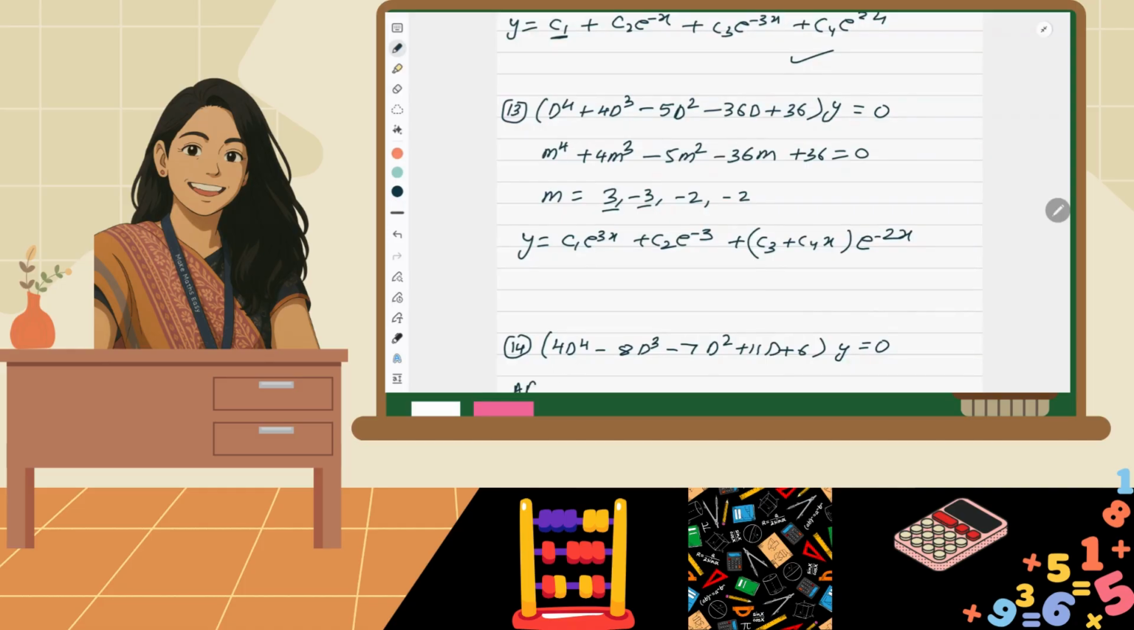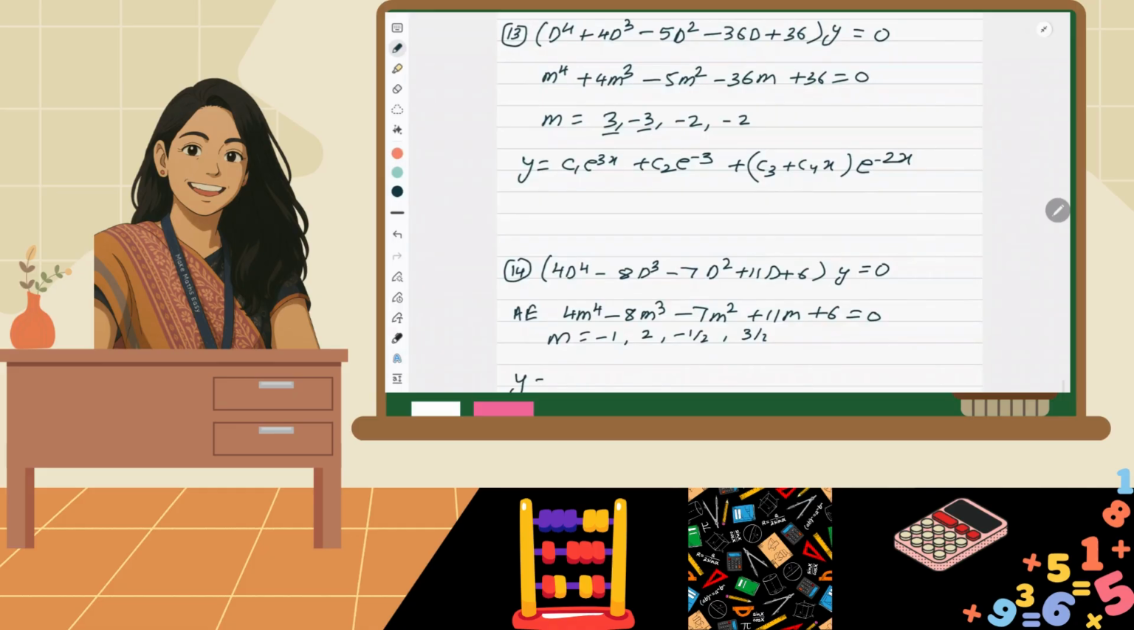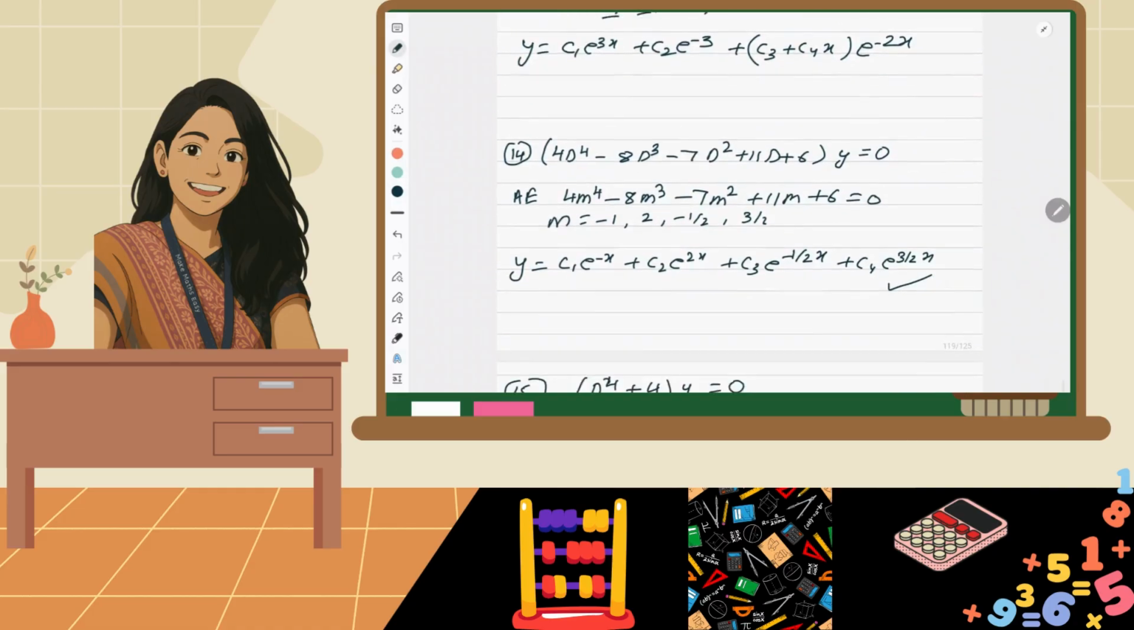Now here what is the auxiliary equation? Your auxiliary equation is 4m to the power 4 minus 8m cube minus 7m square plus 11m plus 6 is equal to 0. So your m values will be minus 1, 2, minus 1 by 2 and 3 by 2. So now how will you write the answer? Answer is c1 e to the power minus x plus c2 e to the power 2x plus c3 e to the power minus 1 by 2 x plus c4 e to the power 3 by 2 x. So this is my answer. Correct? Let's move to the next question.